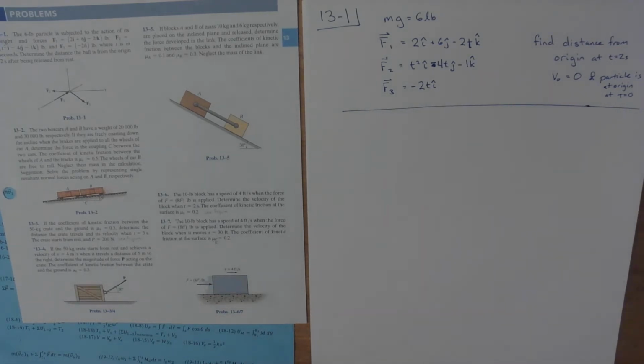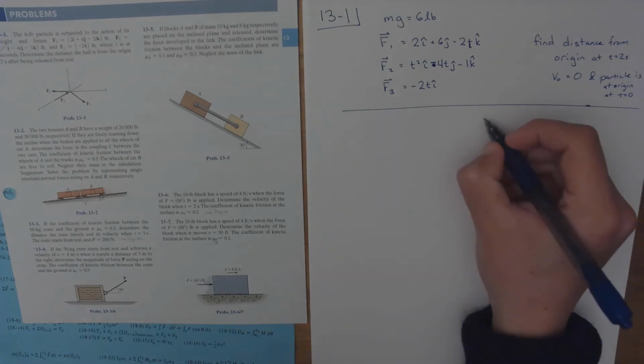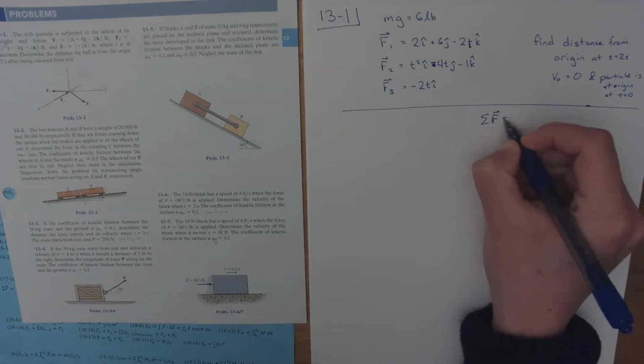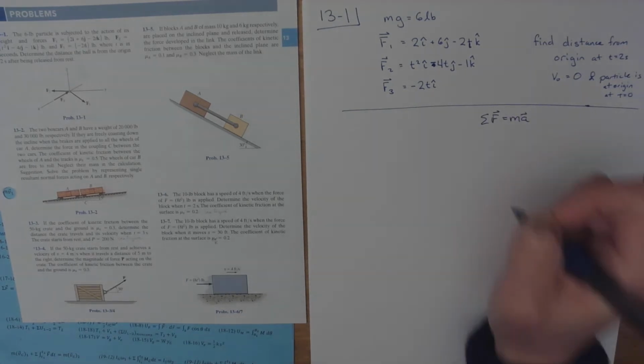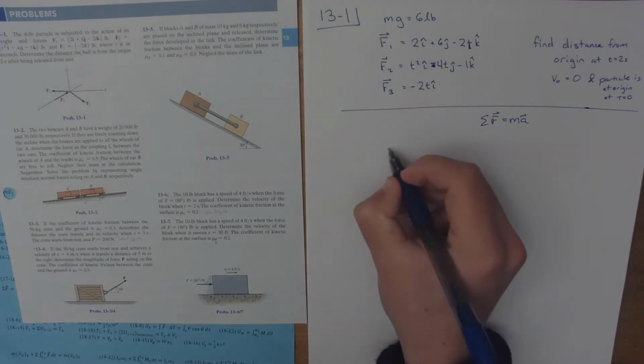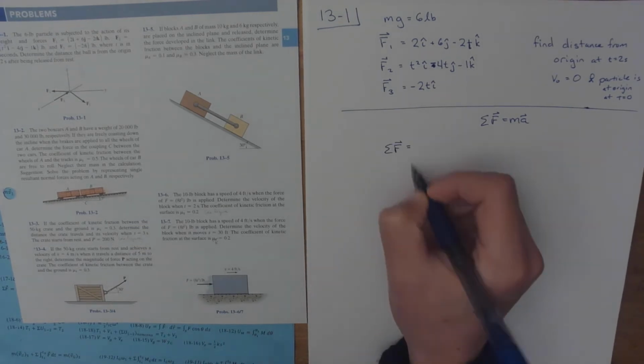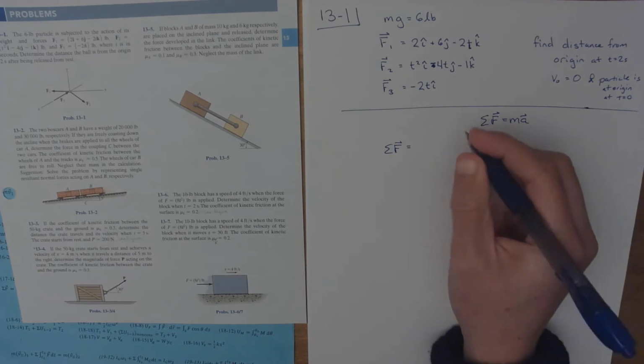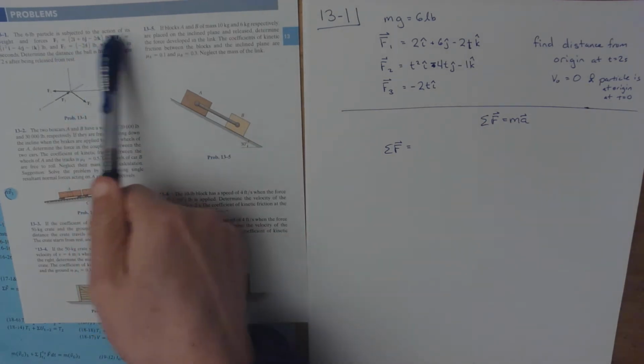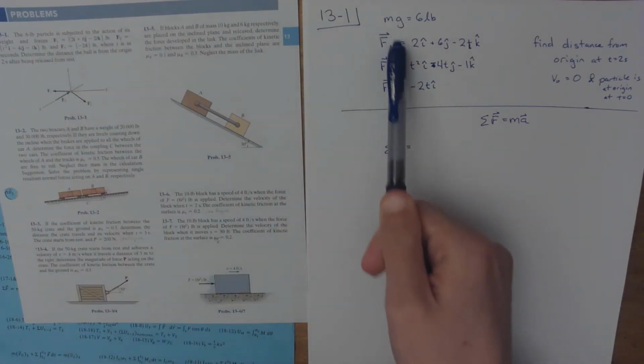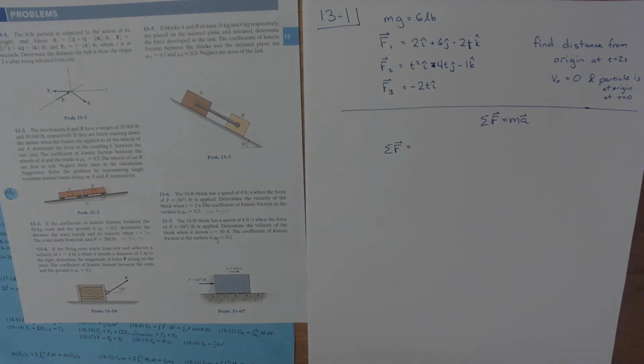So we're going to use Newton's second law, which says the sum of the forces is equal to the mass times the acceleration. So the first thing that we have to do is find the sum of the forces. Do not forget that it is subjected to the action of its weight in addition to force 1, force 2, and force 3. And the weight of the particle from the picture here would be acting in the minus k hat direction.